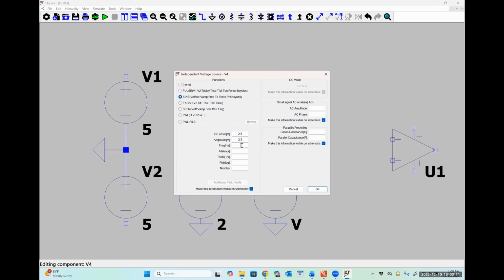For the frequency, I'm just going to say that it's going to be 1 hertz. So it's going to do 1 cycle every 1 second. And I'm going to leave everything else alone. Okay.